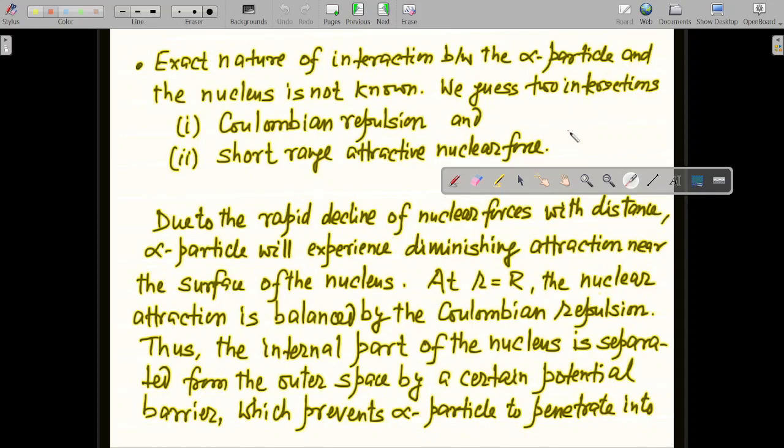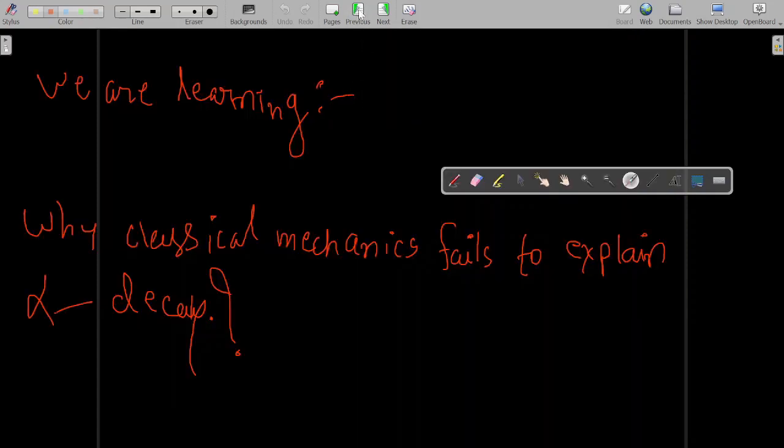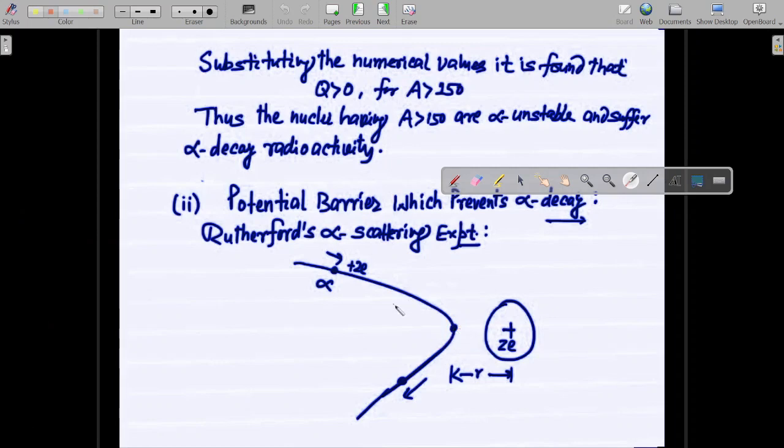So we can guess two interactions from here. Our guesses are that Coulombic repulsion might be there, and a short range attractive nuclear force might be there. When will the Coulombic repulsion act? It will act when the alpha particle is far away from the nucleus. Suppose the alpha particle is 10 to the power minus 10 meter away from the nucleus, at that time Coulombic repulsion will take place.